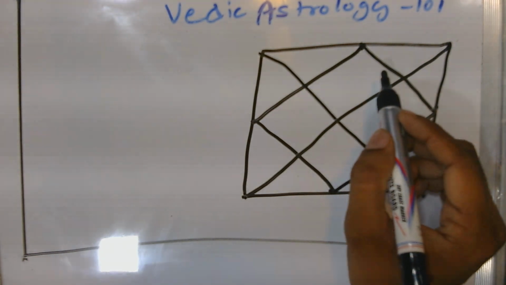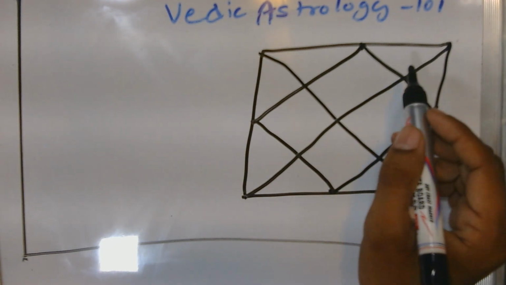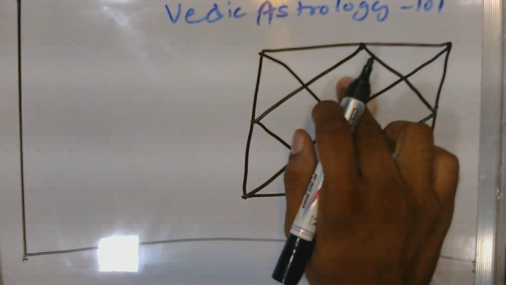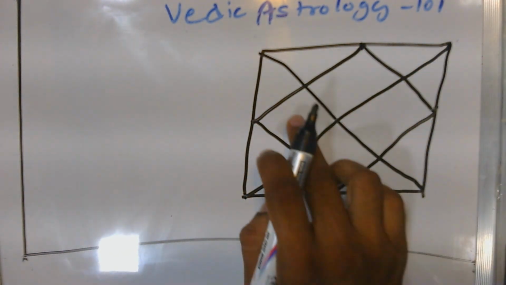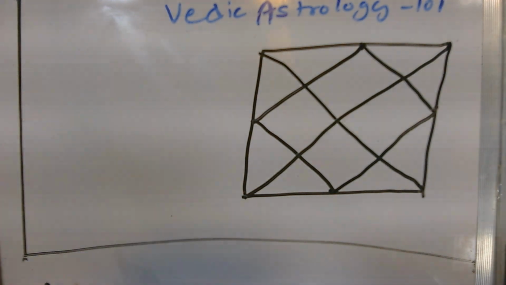Each piece or each substructure which we get from the division is going to represent a house. So this portion will represent a house. This one will be representing a house. Each one is going to represent a house.